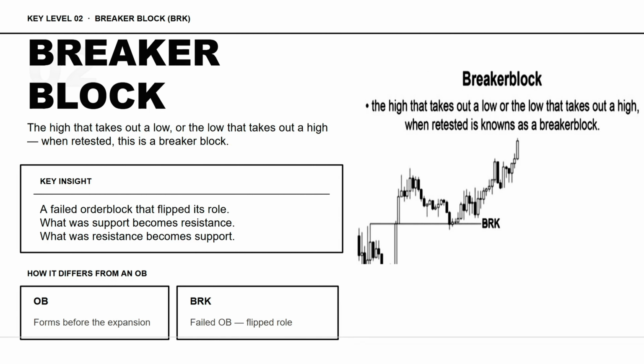The second key level is a breaker block. A breaker block is the high that takes out a low or the low that takes out a high. When retested, this becomes your new key level. Think of it as a failed order block that flipped its role. What was support becomes resistance and vice versa.